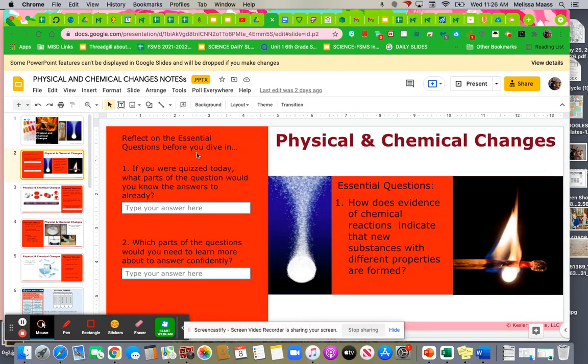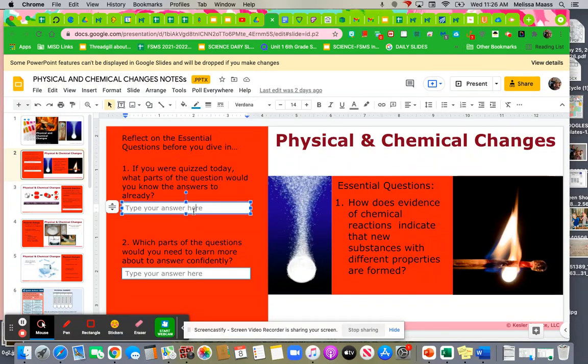but you're going to reflect on these questions before we look at our notes today. So, if you were quizzed today, what parts of the question would you already know the answers to? An essential question to begin with is how does evidence of chemical reactions indicate that new substances with different properties are formed? Think about the example from the other day of us burning the paper. What pieces of evidence determined that paper was formed into a new substance? What kind of things did we talk about in class? So go ahead and type your answer in here where you see my cursor. Okay?